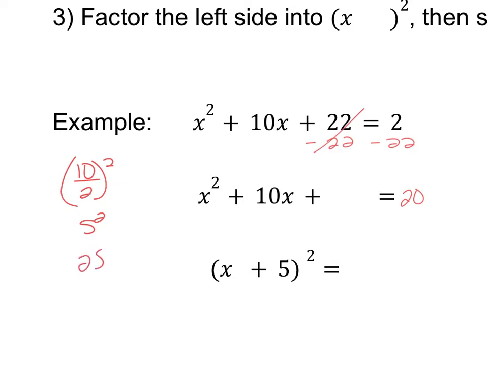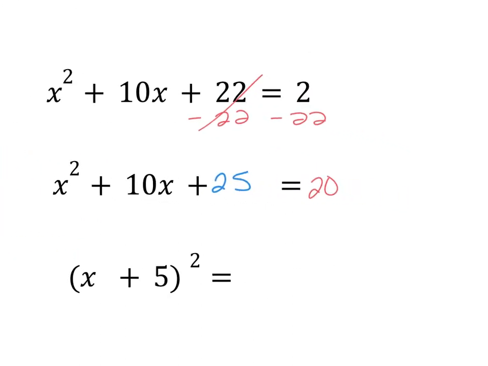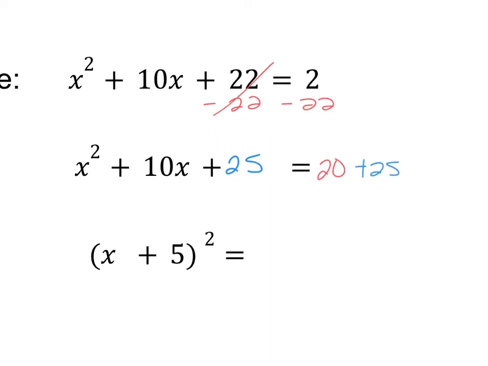But here's the thing, you can't just plug a 25 in here because there's an equal sign, and what you do to one side, you have to do to the other. So since I added 25 to that side, I have to add 25 to this side. Okay, so now let's go ahead and do it. Oh, I'm sorry, my bad. You probably already noticed that was negative 20. 2 minus 22 is negative 20.